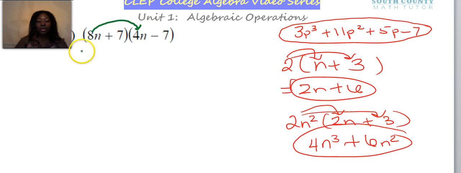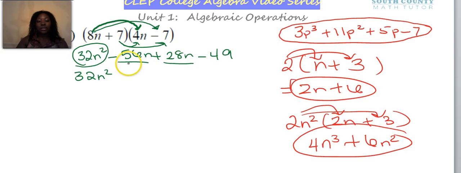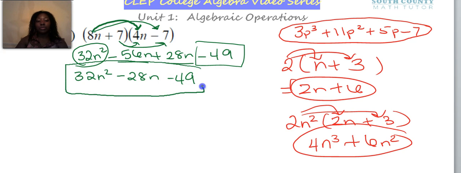8n times 4n is 32n squared. 8n times a negative 7 is negative 56n. 7 times 4n is positive 28n. 7 times a negative 7 is negative 49. Combine like terms. The 32n squared is by itself. The n's combine together. I believe that is a negative 28n. And then you have the negative 49. And that is your final answer.